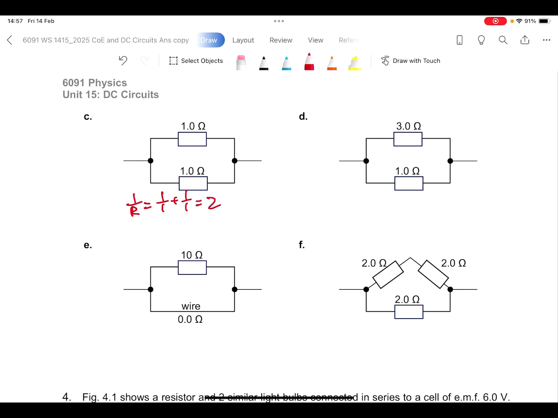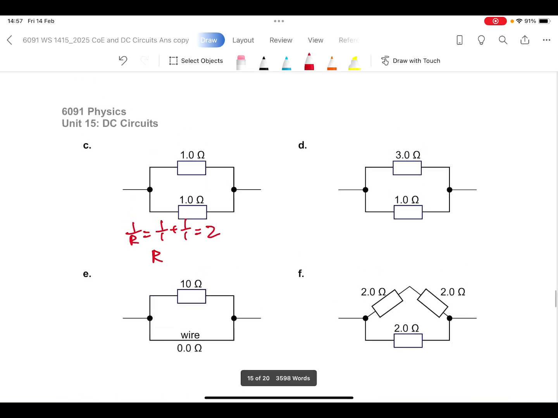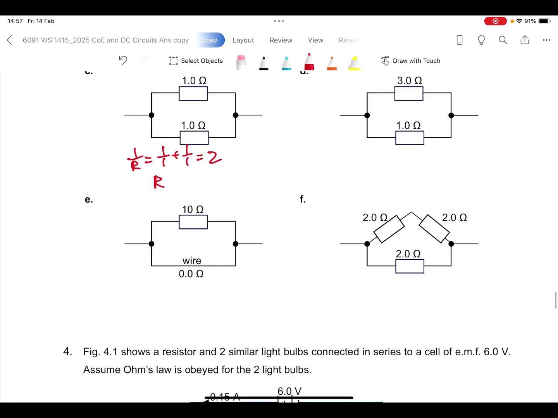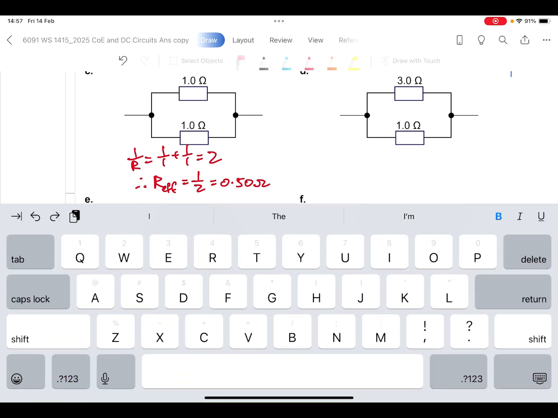Next, to find the effective resistance here, 1 over R is equal to 2, so effective resistance will be 1 over 2, which is 0.5 ohms. Okay, 2SF.